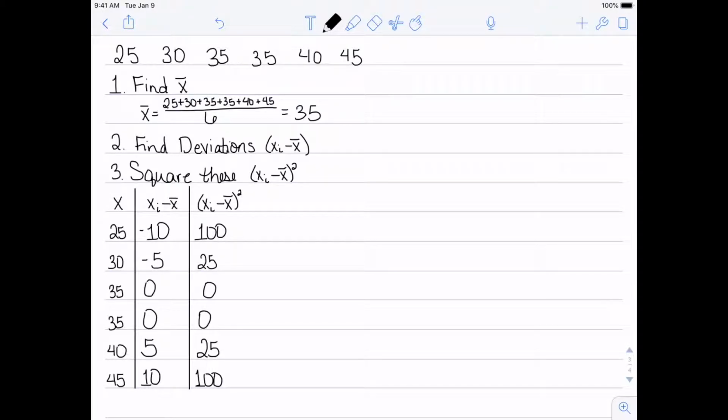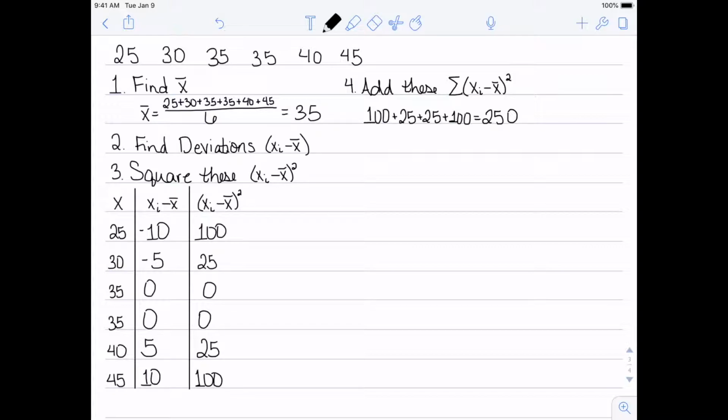So now I've completed step 3, and I'm going to look at step 4, which is to add these values up. I just need to add up this last column that I made. So 100 plus 25 plus 25 plus 100. That gives me 250. I ignored my zeros since they don't contribute anything to this sum, but normally if I had numbers there, I would need to make sure to add those as well.